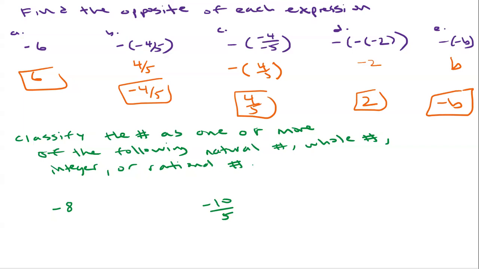Okay, so let's look at the next one. It says classify the number as one or more of the following: natural number, whole number, integer, or rational number. So it's saying we have a number here we need to identify. Is it one of these guys? Is it more than one? Or is it none of them? Okay, so -8. What do we know about that one? What's -8? It's an obvious one.